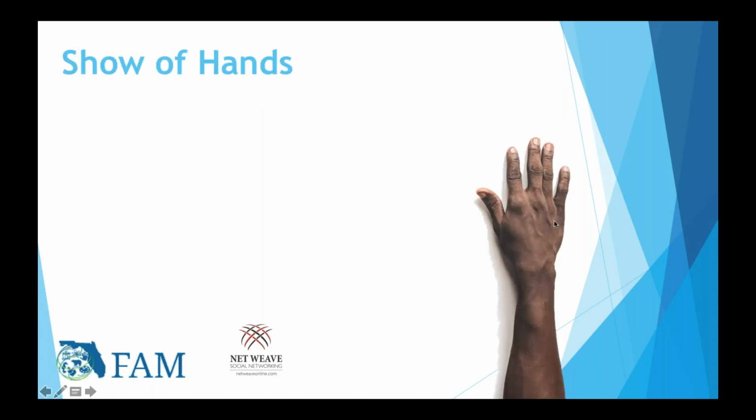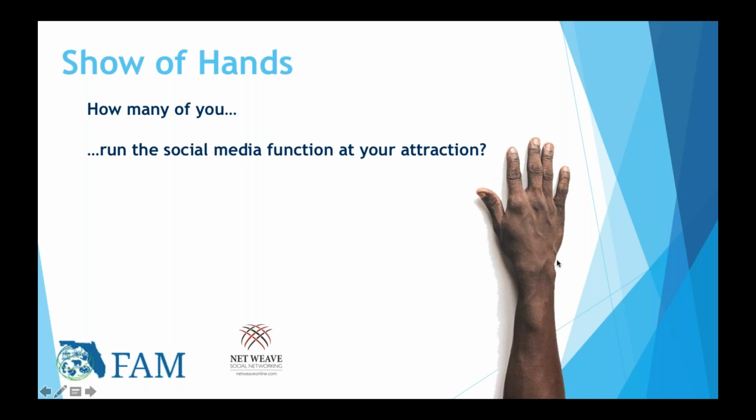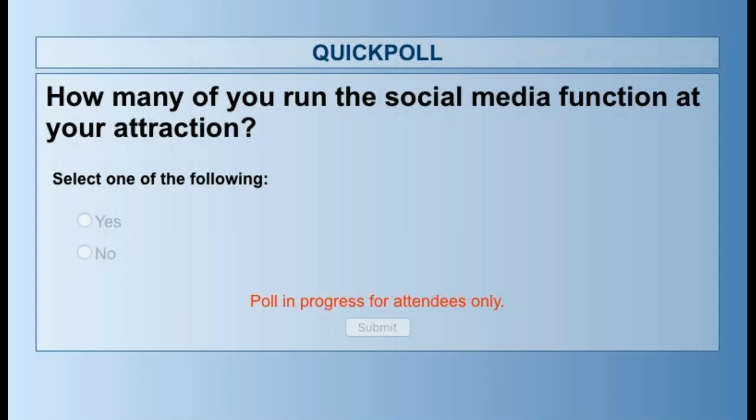So I want to quickly go over the questions. So let me start with the first, and I will launch the poll. Hold on just a second. All right, so on your screen, you should see a poll that reads, how many of you run the social media function at your attraction? So all of these are yes or no questions. If you will go ahead and select if you run the social media function at your attraction.